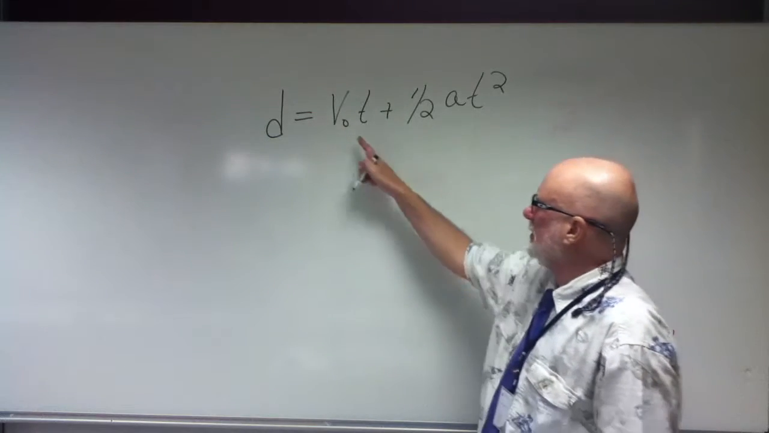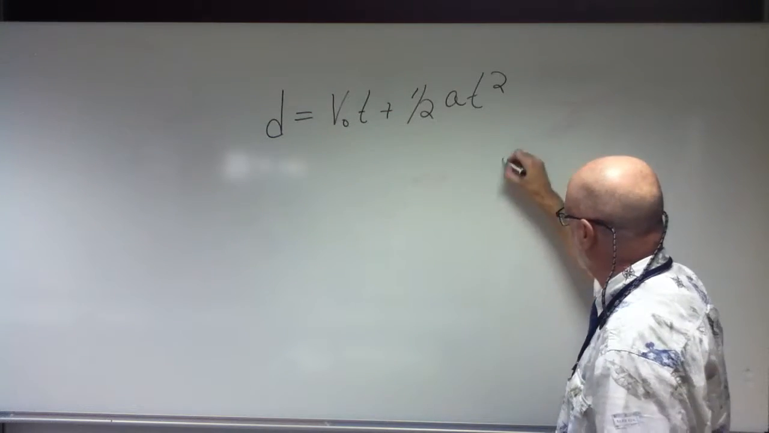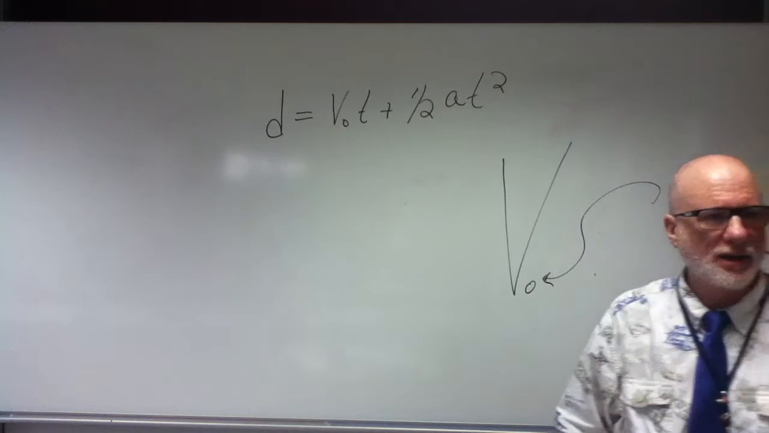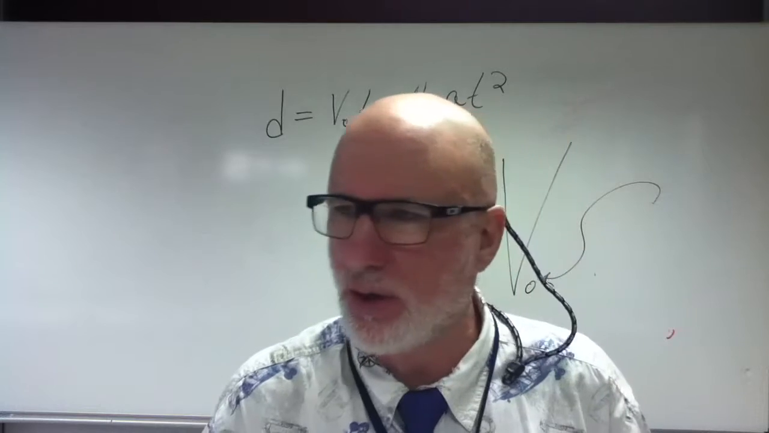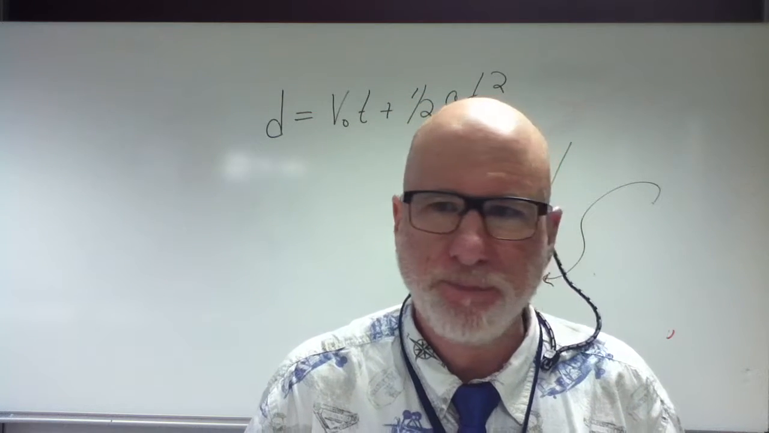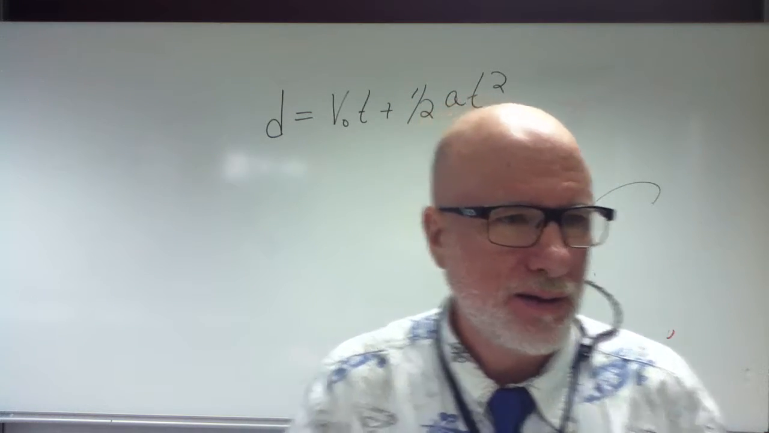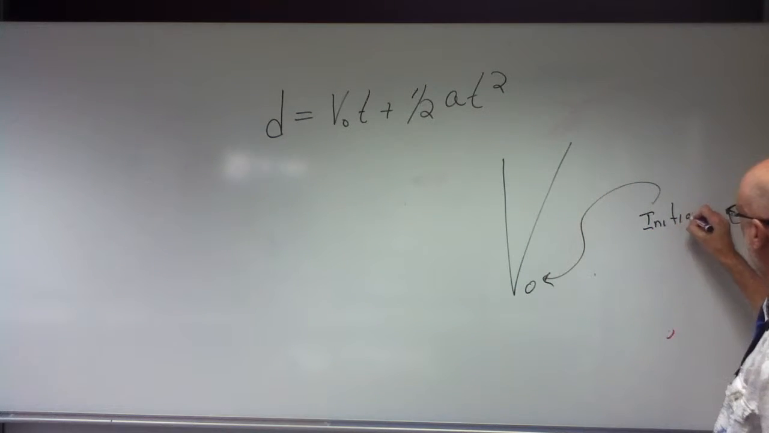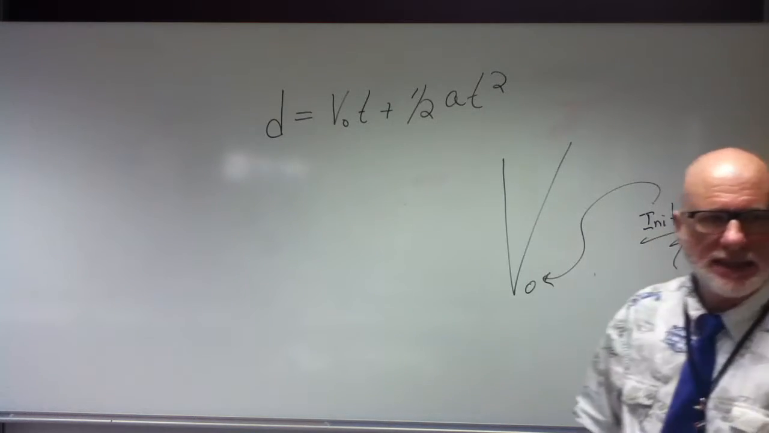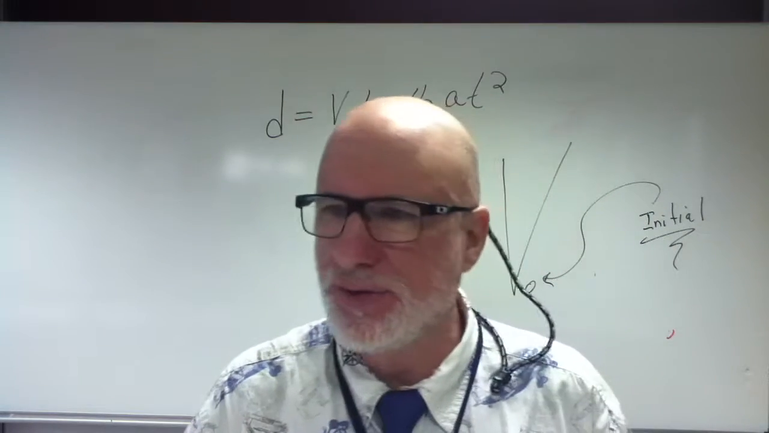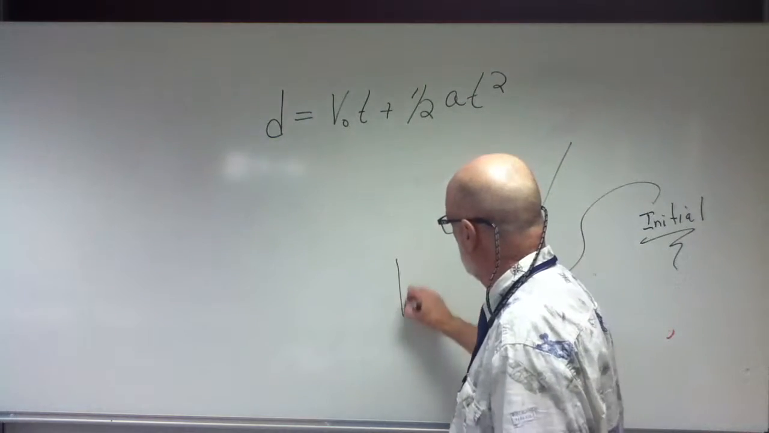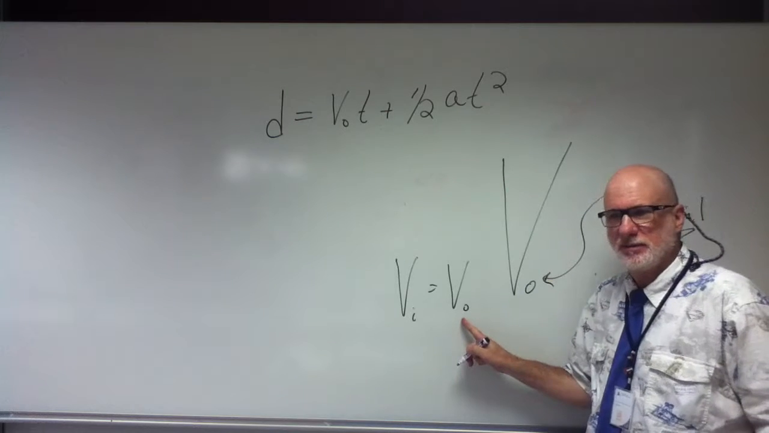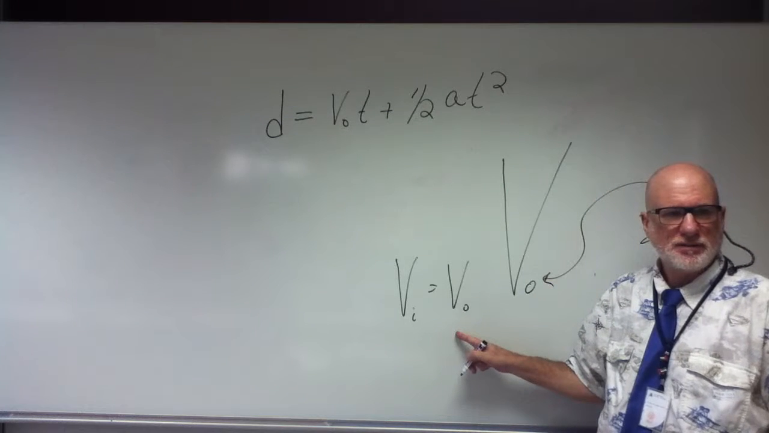All right, what does this thing mean here? What does that thing mean? What's the little open circle there? What does that mean? Multiply. It means initial. You can either use that or I. This is pronounced naught. V naught.